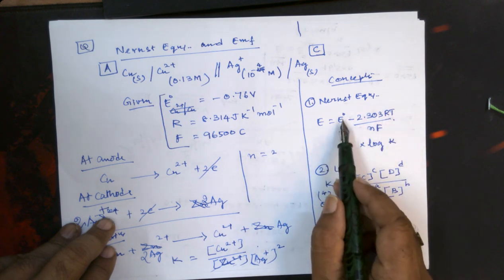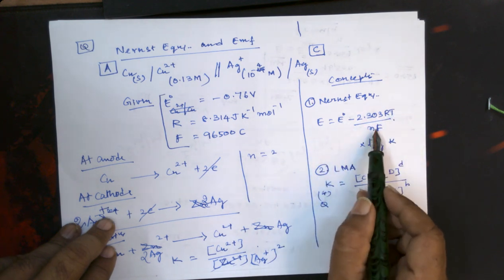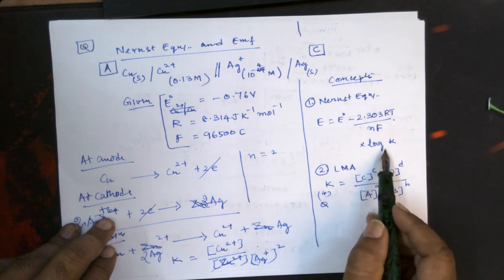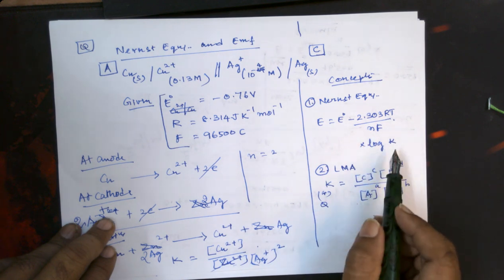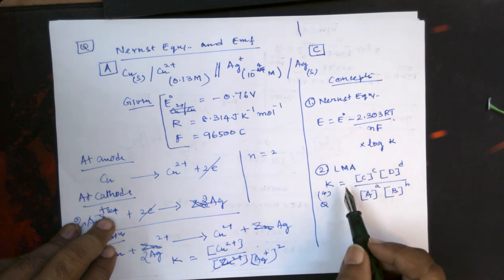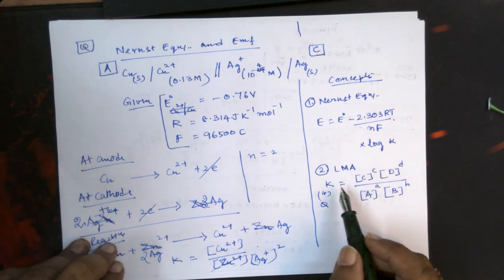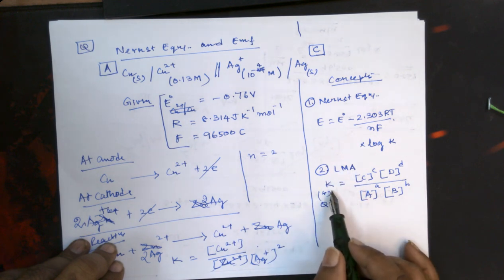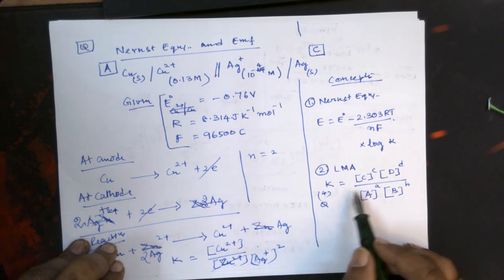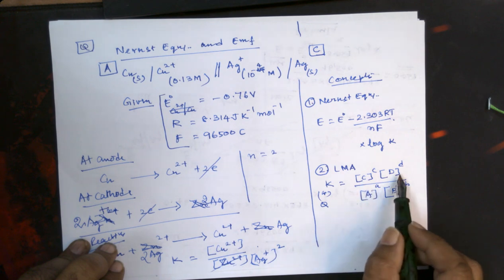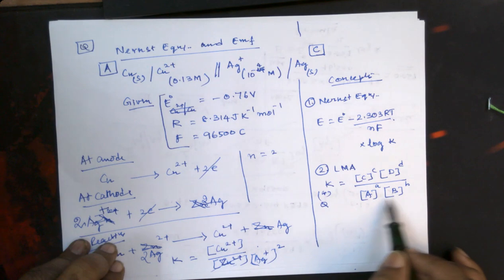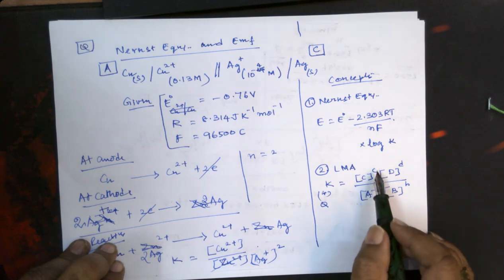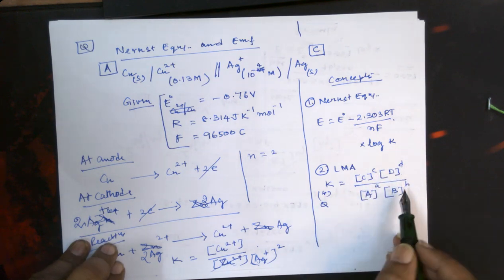So E is equal to E0 minus 2.303 RT by nF into log of K or Q, where K is called the equilibrium constant of the cell reaction. And we have to apply the law of mass action, from which we can find out the equilibrium constant or reaction quotient. So it is the product of the concentration of the products divided by the product of the concentration of the reactants, with the molar coefficients raised to their respective powers.